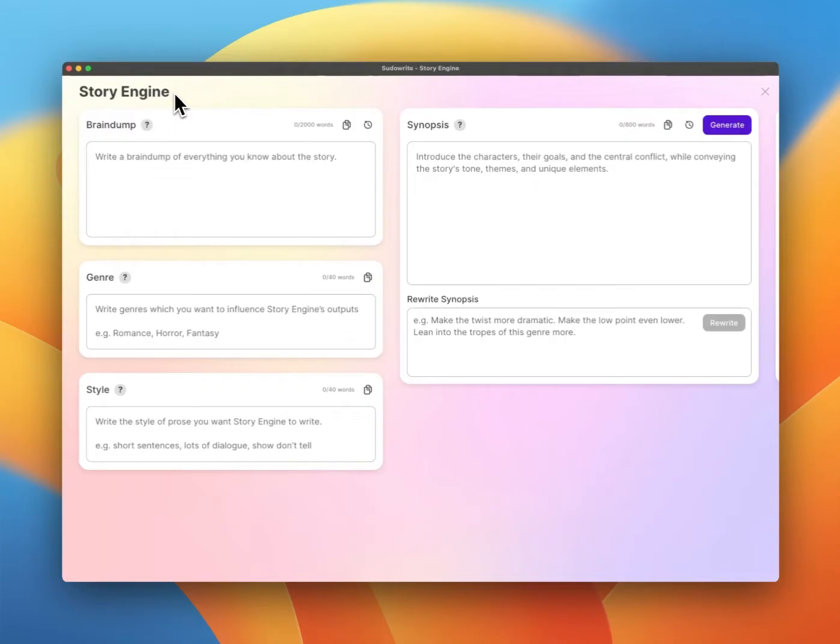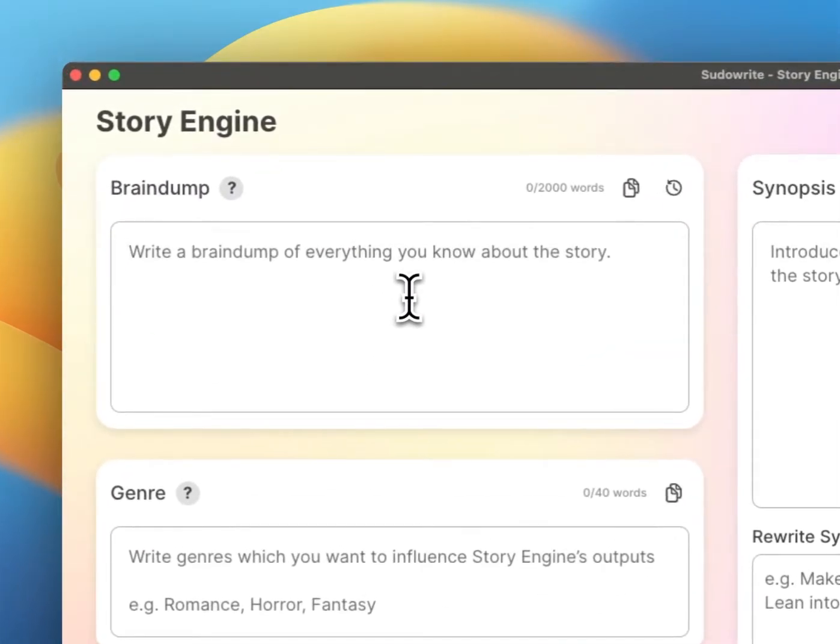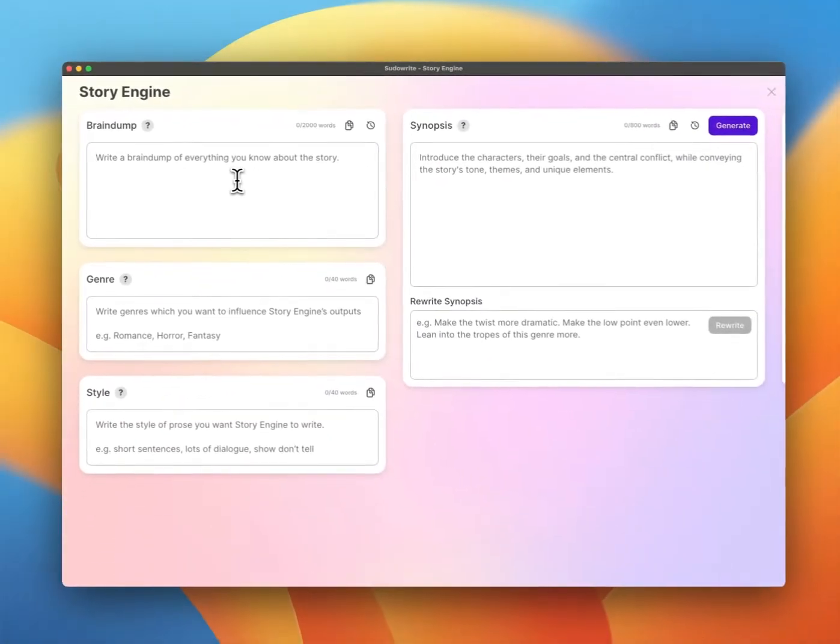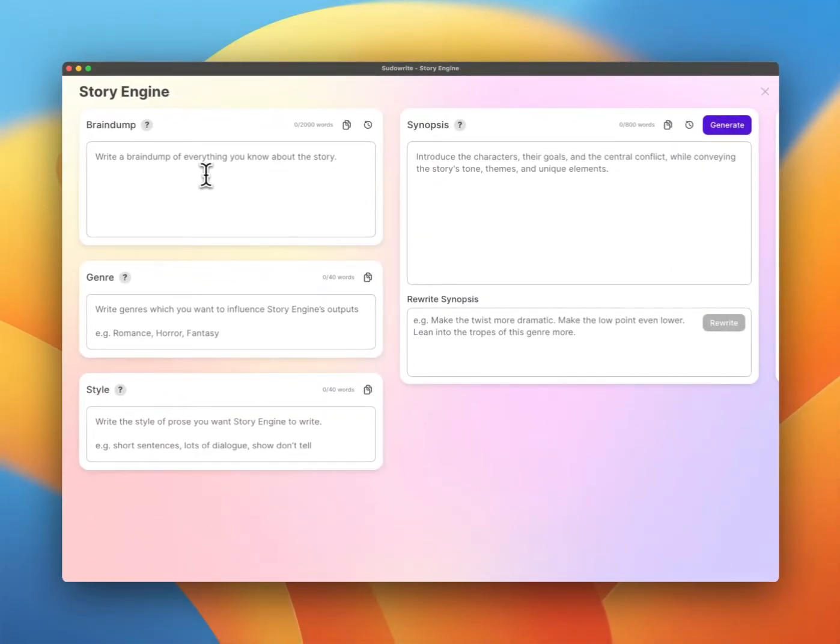So let's write a novel together and see how this works. Let's say that we're writing a sci-fi novel. Let's make it a romance sci-fi. Let's say it's about Tomas, a quantum mechanics scientist who meets a woman named Liz.